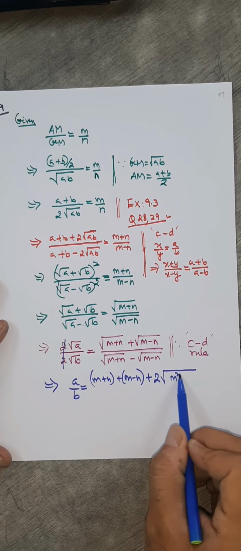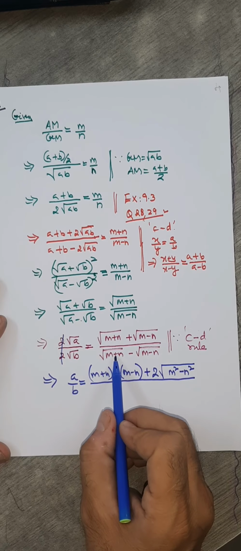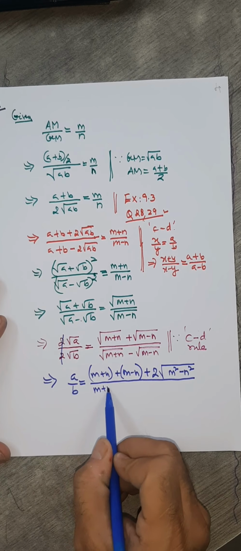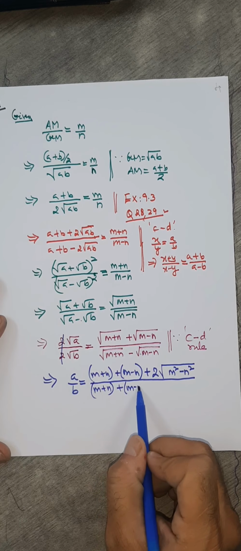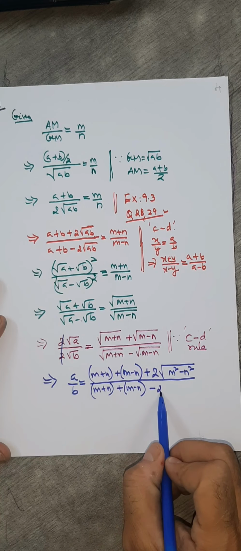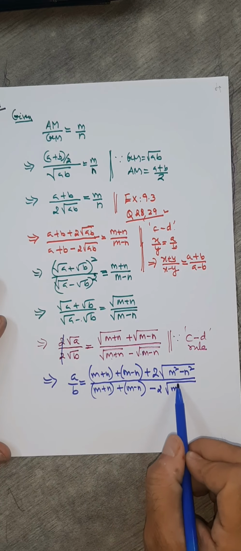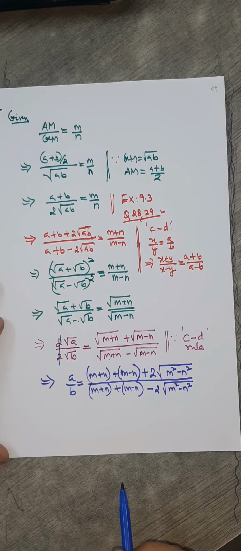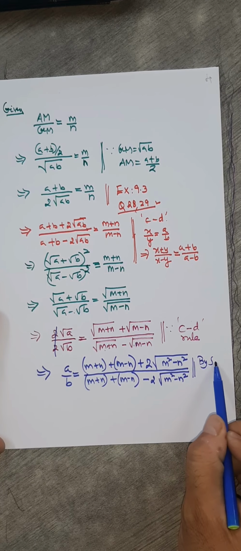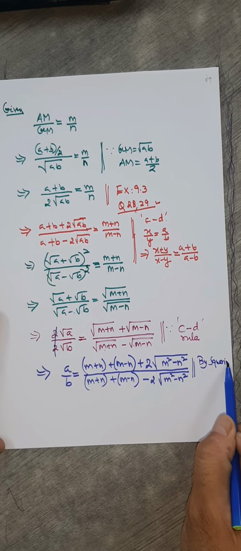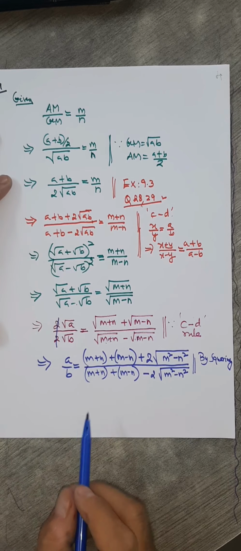So it will be (m² − n²) upon this square plus this square, (m + n) plus square it, so (m − n) minus the middle term, 2 times this into this, that is the root of (a + b)(a − b), a² − b². What I did? By squaring, you can write here, just squaring on both the sides. Why have we squared on both the sides? Because I don't want root ab, I want just ab.